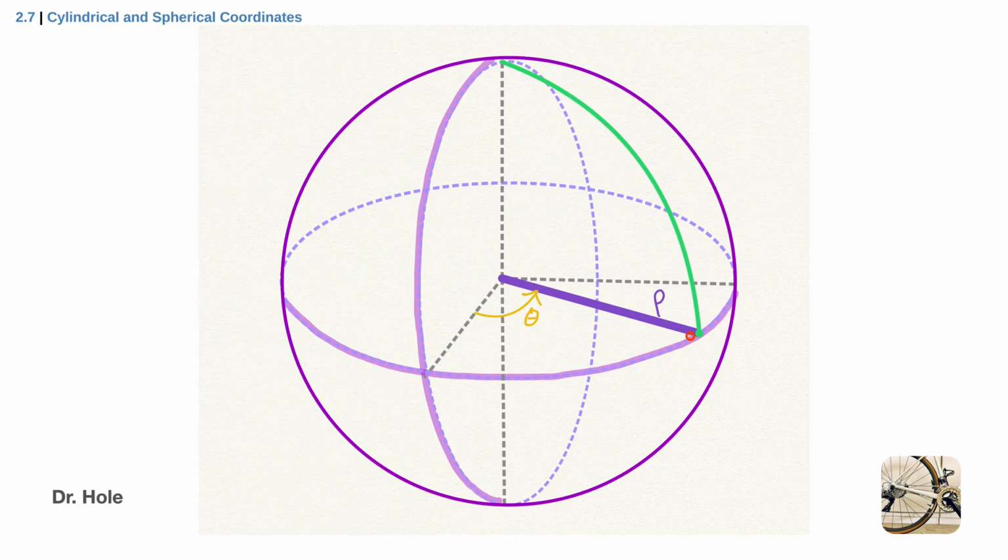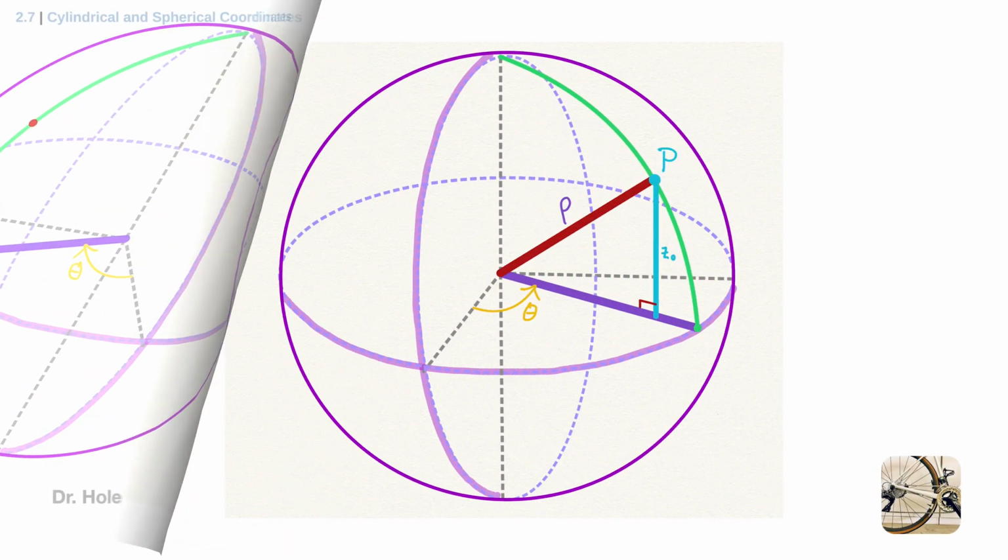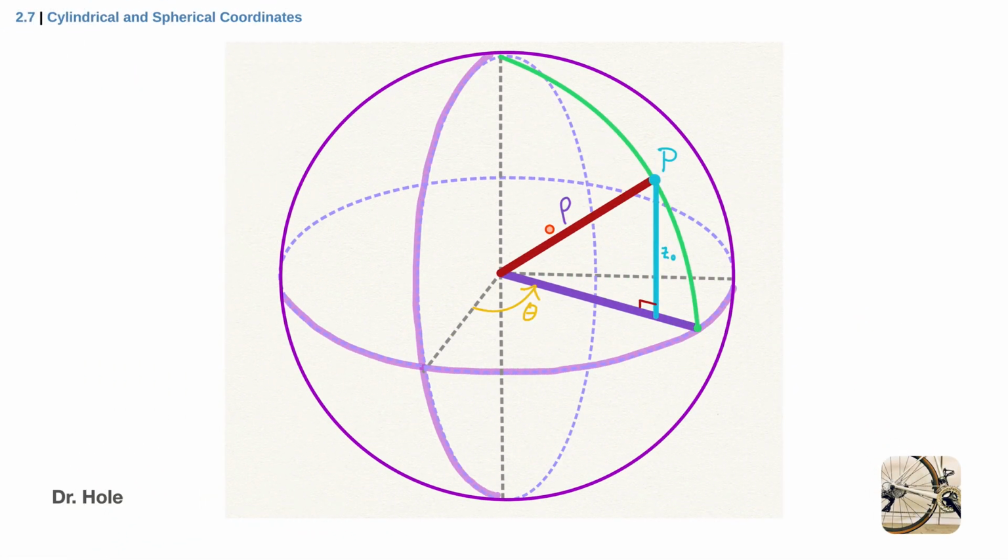Watch that point travel along the Earth until it reaches the North Pole in the shortest possible path. Trace that path. Pick a point on that path. That point will sit rho away from the origin. That point will sit z above the xy plane.